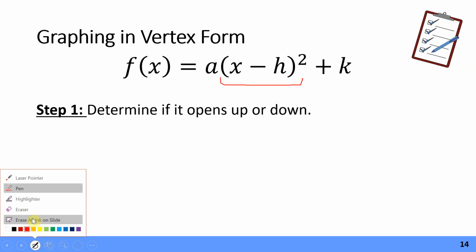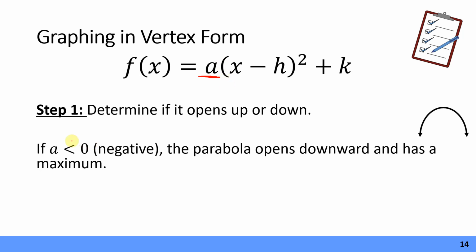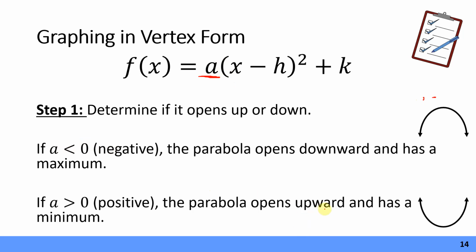So we're going to follow the same 5 steps, but I'm going to show you because they might change a little bit. So step number 1, we're going to determine if it opens up or down. Again, what gives it away is A, but now A is the number in front of the parentheses. And just like we talked about earlier, if A is negative, the parabola is going to open down. And if A is positive, the parabola is going to open up. So this didn't change much, right? But now the A is no longer in front of the x word, it's in front of the parentheses.